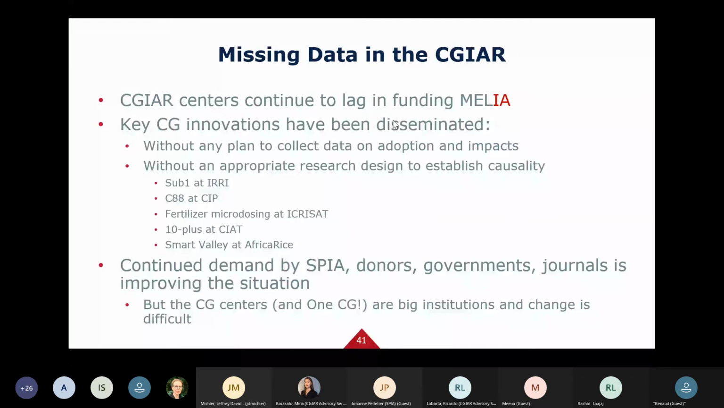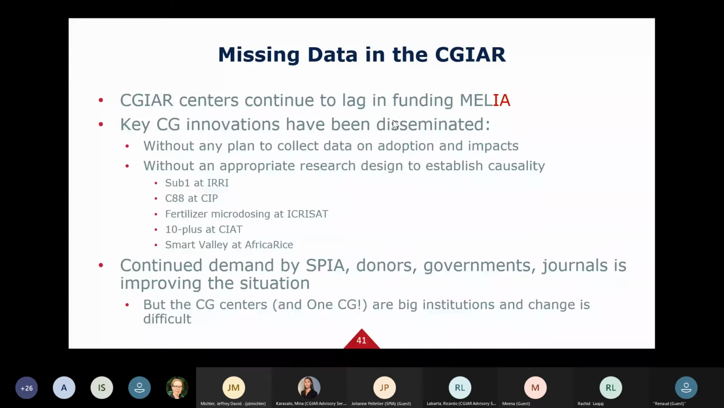Just among products that I've worked on with CG centers: Sub-1 at IRRI, C88 potato at SIP, fertilizer microdosing at ICRISAT, 10+ in Brazil at CIAT, Smart Valley with AfricaRice. These are potentially very impactful technologies, but we lack the data to demonstrate that.